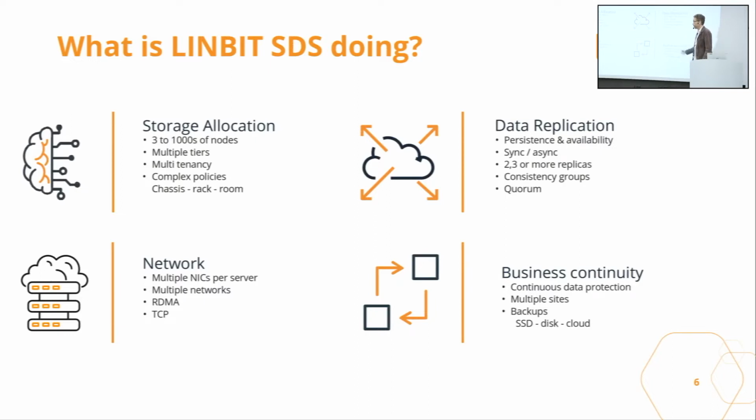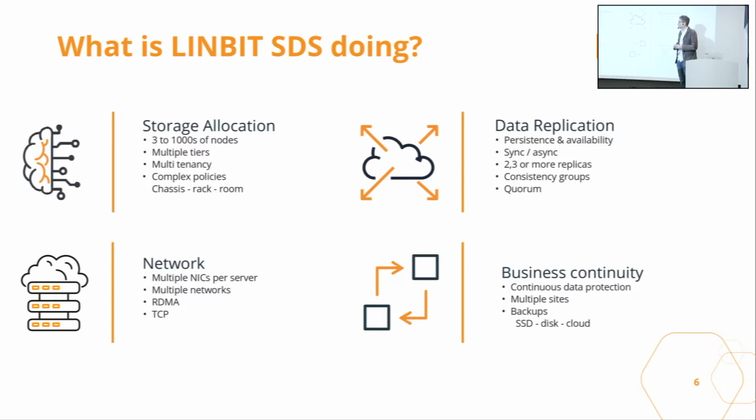What is it doing? Well, it manages the storage on a couple of nodes. You should start with 3. It allows you to manage multiple storage tiers. So let's say you have hard disks in some nodes or in all nodes. You have SSDs and fast SSDs and NVMe drives in your nodes.